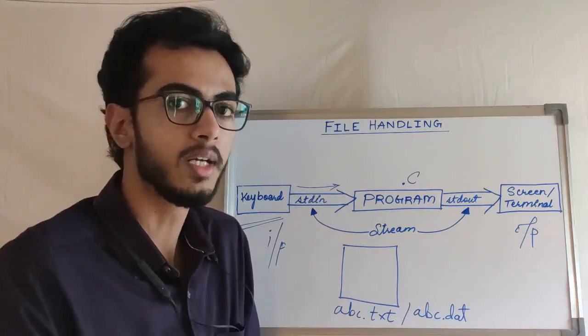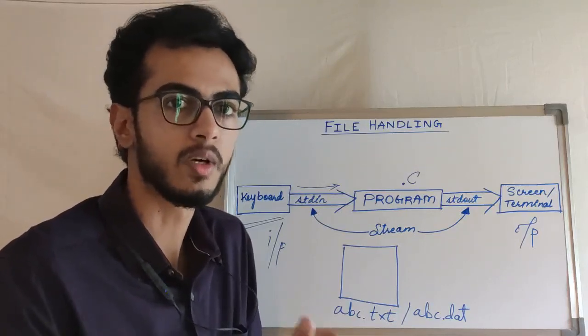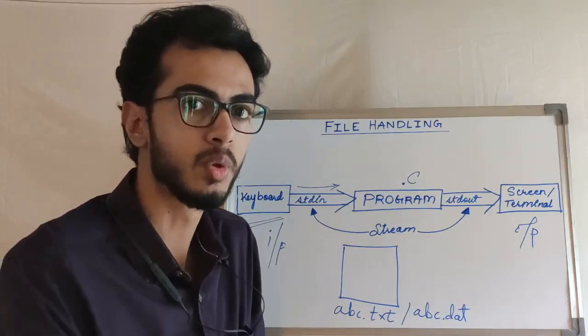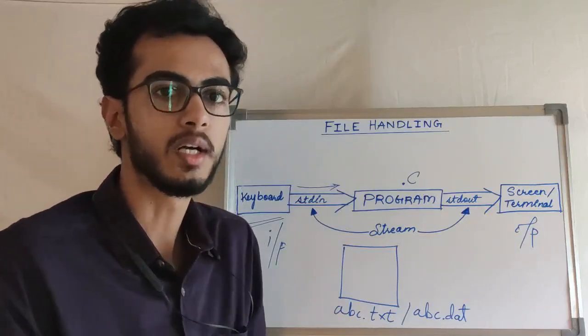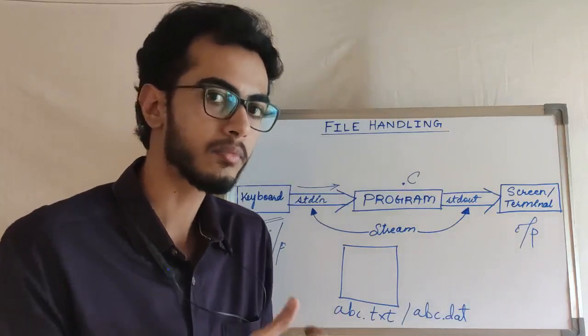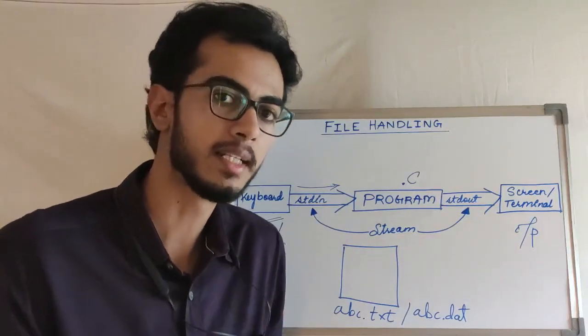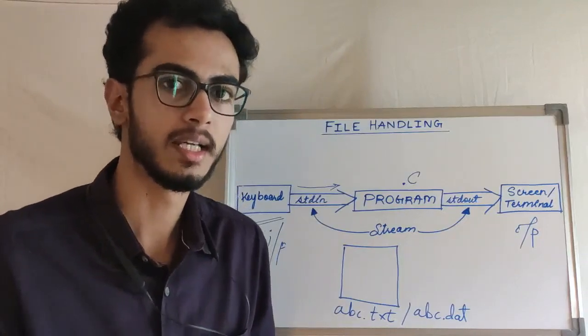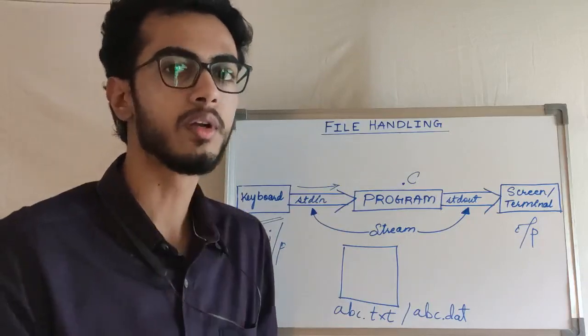One more disadvantage is that whatever the sorted numbers are, they are not stored anywhere permanently. Even if you claim that you have sorted those numbers inside the array, if you close down your program, those values inside that array are just gone. You cannot retrieve them back. So there is no means to store your output somewhere.